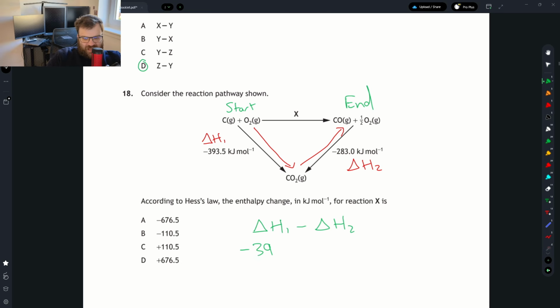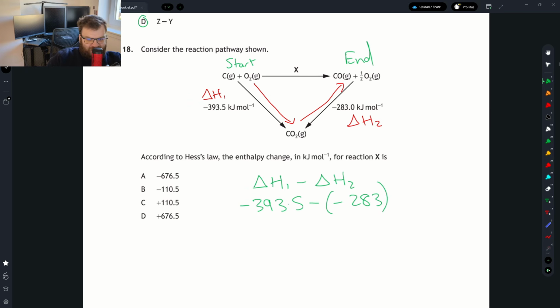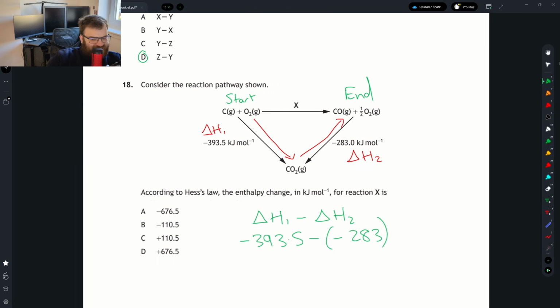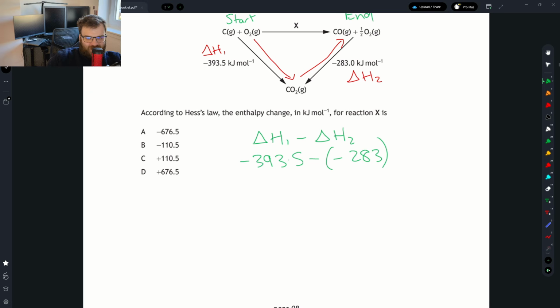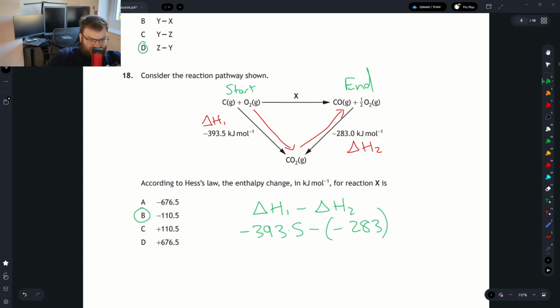Delta H1 is minus 393.5. Take away minus 283. And the minus minus does give you positive. If you prefer to put it in that way, you'd be fine. So you do the minus 393.5 plus the value. There are questions a bit like the one above where it's not numbers, it's the letters. But this way would make that more straightforward. We're adding the two together then to give us minus 110.5 as our final answer.